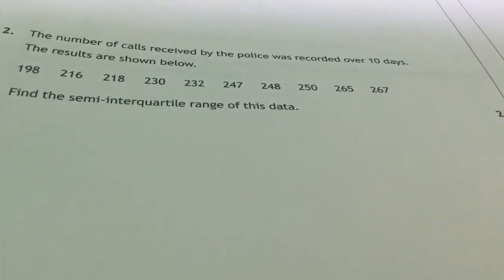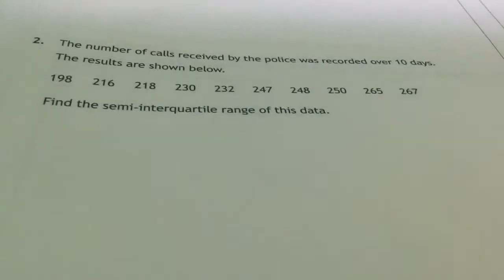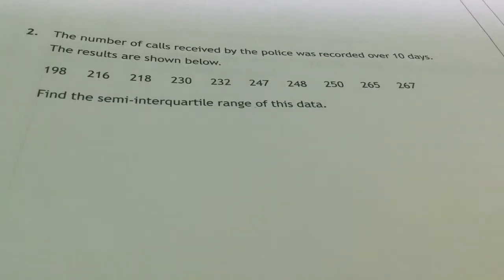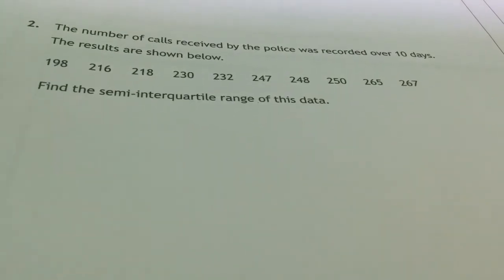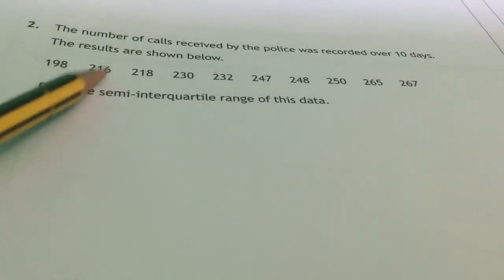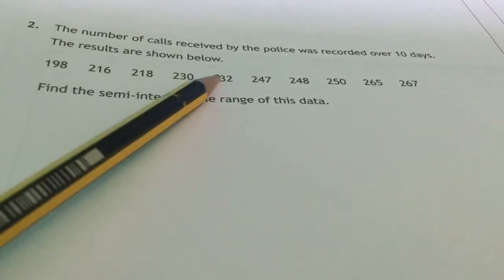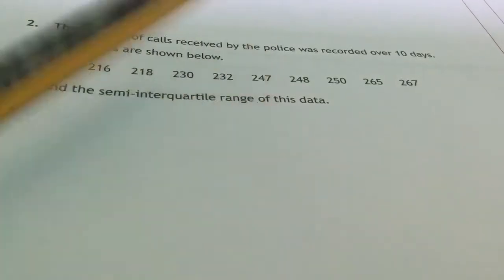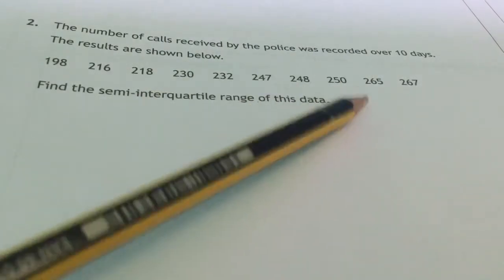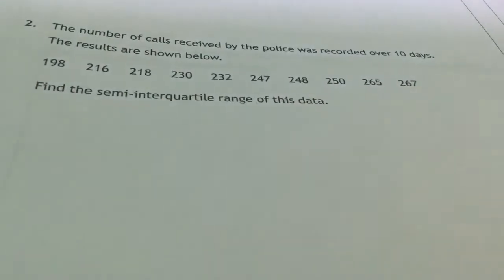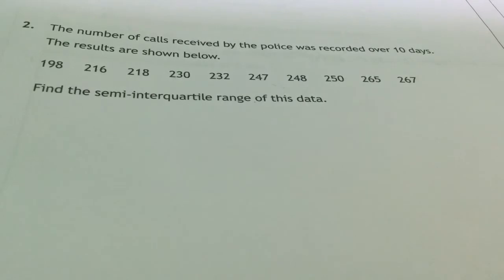The number of calls received by the police was recorded over 10 days. The results are shown below, and here are 10 numbers, as you can see, in order. We have 198, 216, 218, 230, 232, 247, 248, 250, 265 and 267. We want to find the semi-interquartile range of those numbers.